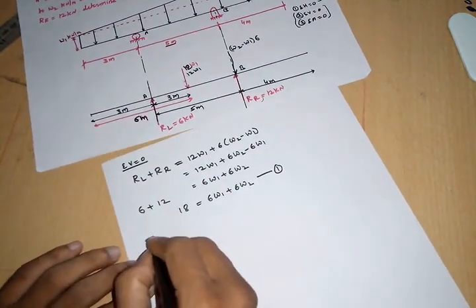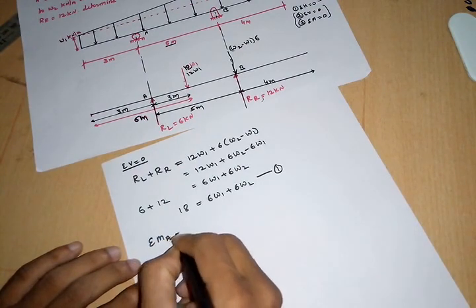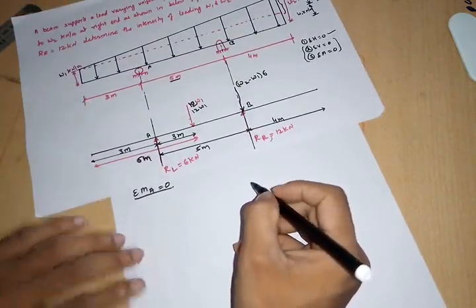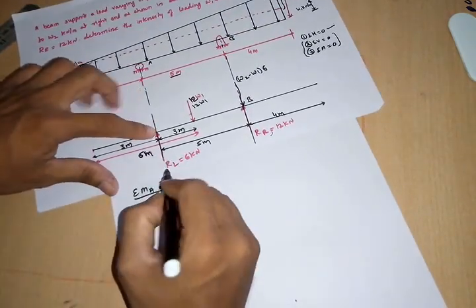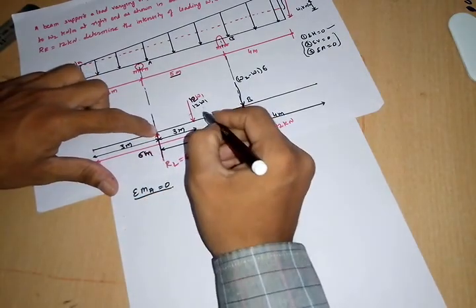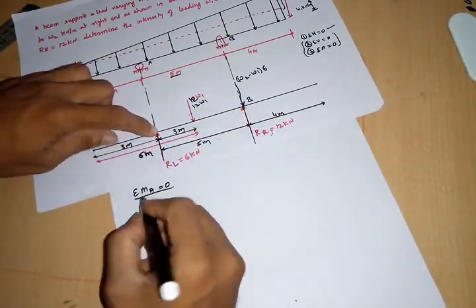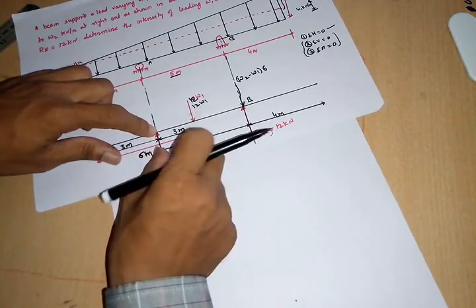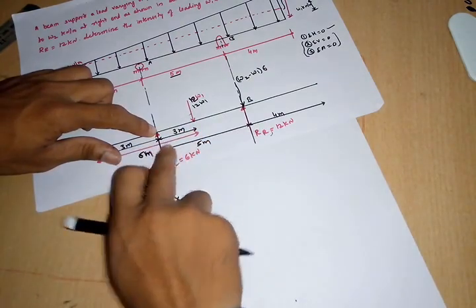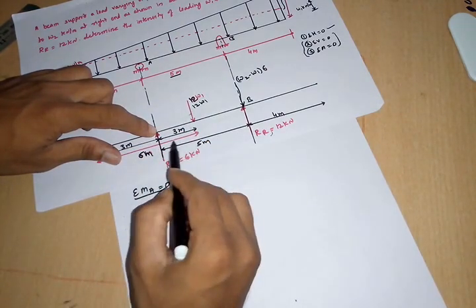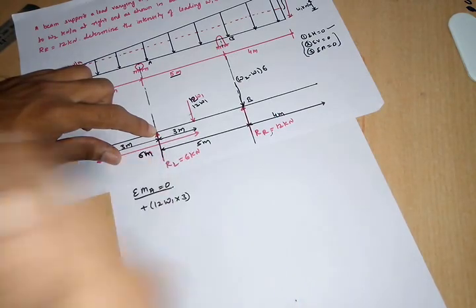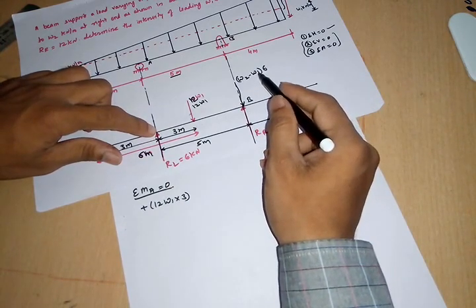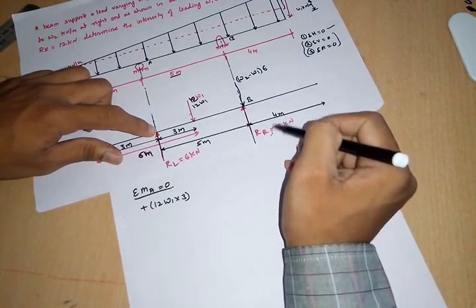Then next, summation of moment at point A is equal to 0. This is the point A. The moment because of this RL is 0. Then coming to this one, it is a clockwise moment. So it is plus 12W1 multiplied with the perpendicular distance between these two, from point A to here, it is 3 meter. So multiply with 3. Then next, here one of the forces is acting in the downward direction and the other reaction is acting in the upward direction.